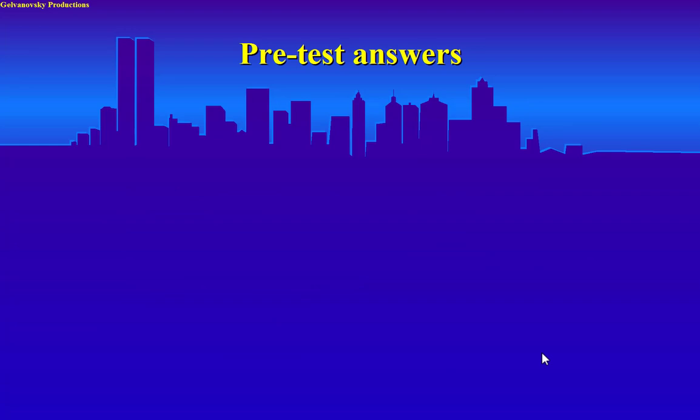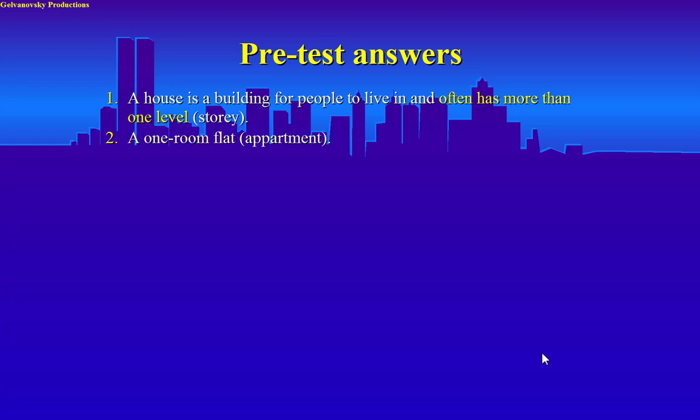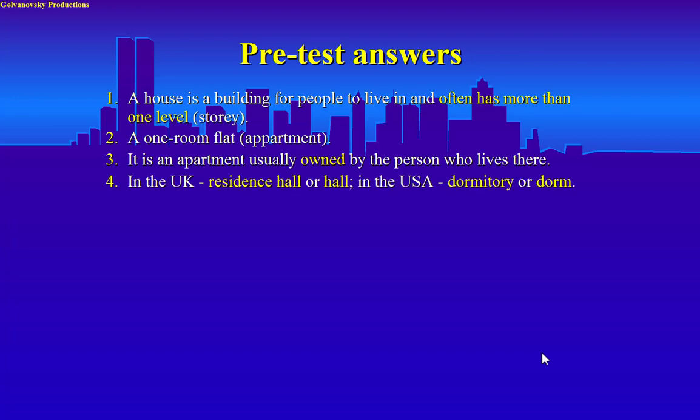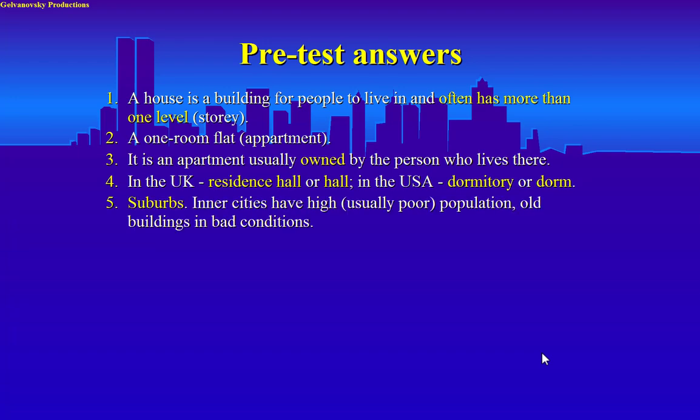Now let us take a look at the pretest answers. First, a house is a building for people to live in and often has more than one level or story. Answer 2. This is a one-room flat or apartment. Answer 3. It is an apartment usually owned by the person who lives there. Question 4. In the UK, students live in residence halls or halls, and in the USA, they live in dormitory or dorm.